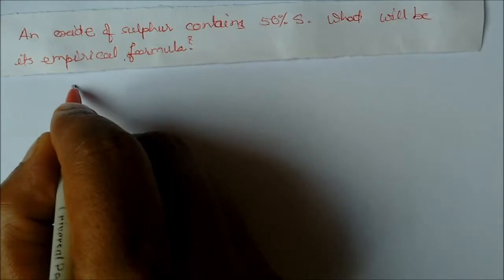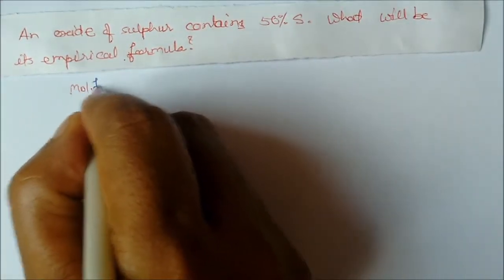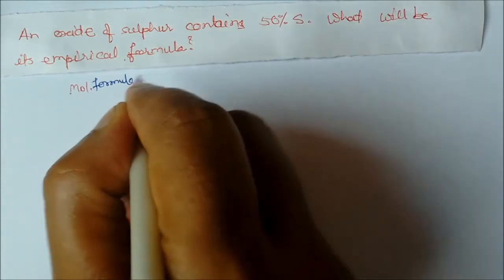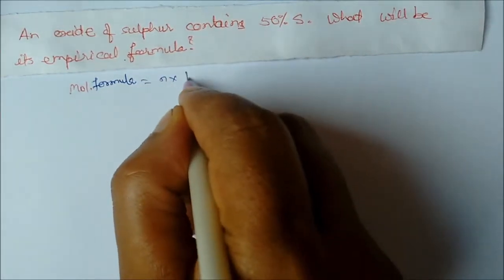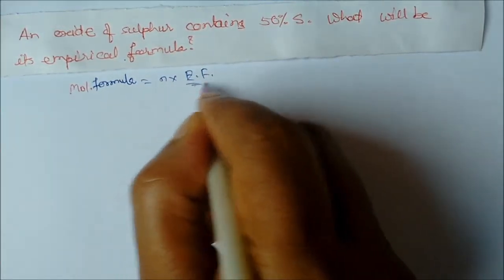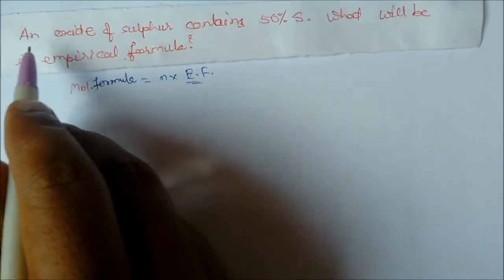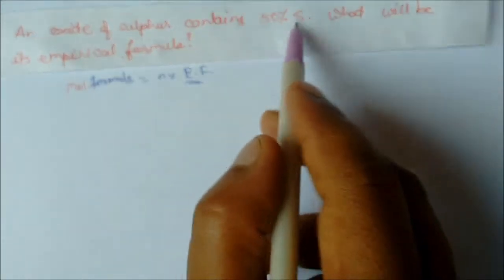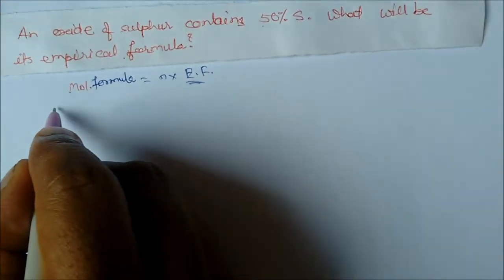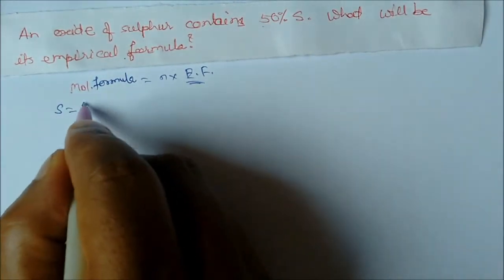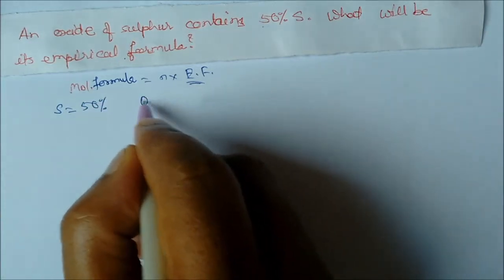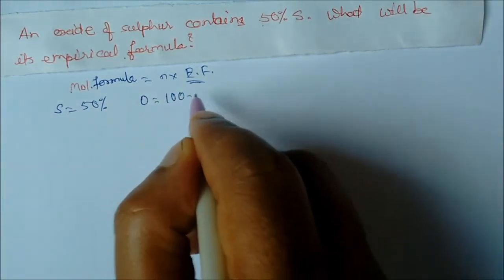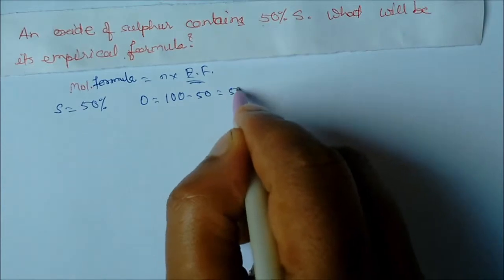So you know the formula, that molecular formula is equal to n into empirical formula. So empirical formula is the simplest formula, and here we have to find this formula. The oxide of sulfur contains 50% sulfur, so definitely oxygen will be 100 minus 50, which is equal to 50%.